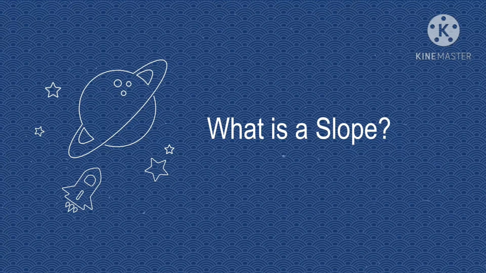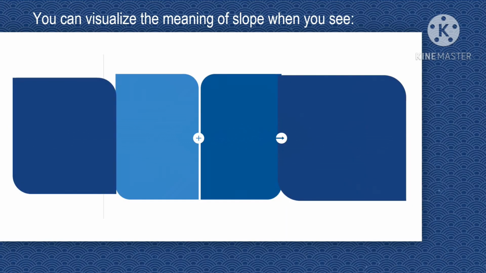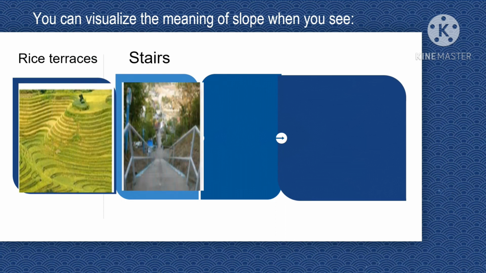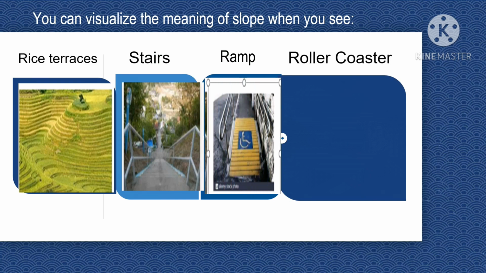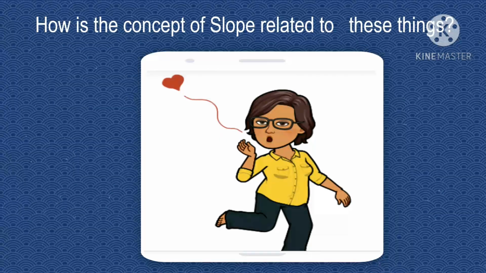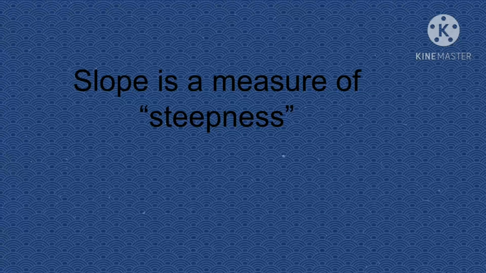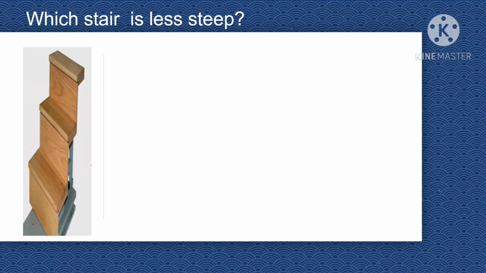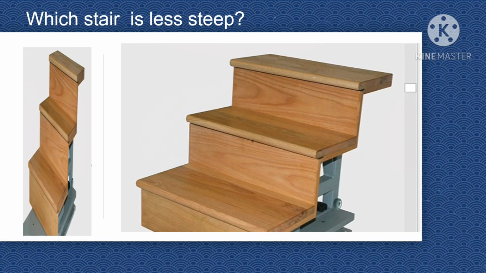What is a slope? You can visualize the meaning of slope when you see rice terraces, stairs, ramp, and roller coaster, to name a few. How is the concept of slope related to these things? Slope is a measure of steepness. Which stair is less steep? This one or this one?